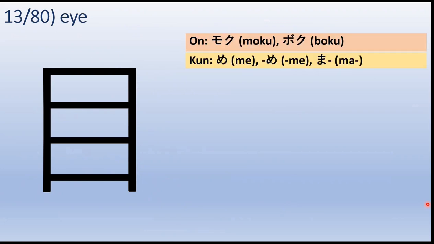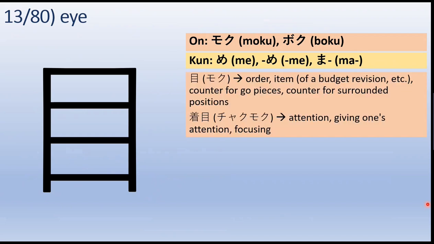Next is the eye kanji character. The on reading is moku and boku. The kun reading is me or ma. These are the on meanings. Moku means order or item of a budget revision, etc. Counter for go pieces and counter for surrounded positions as well. So different combinations may represent all these meanings when properly represented.